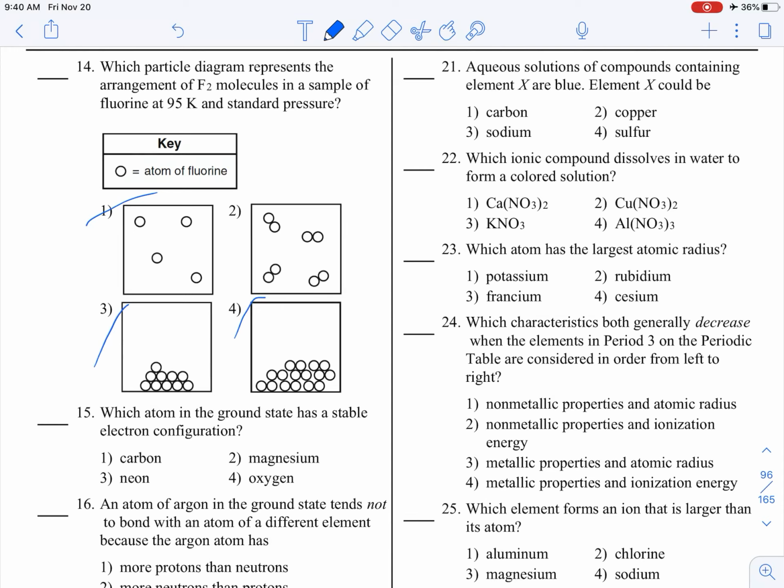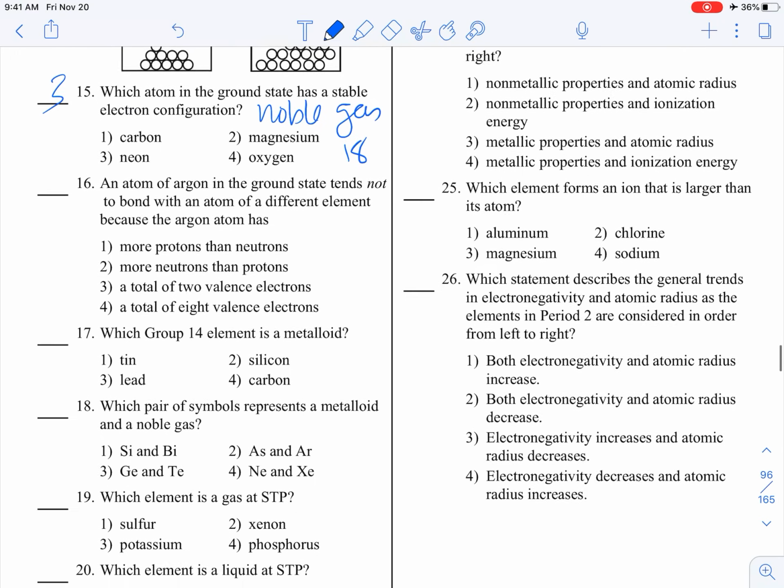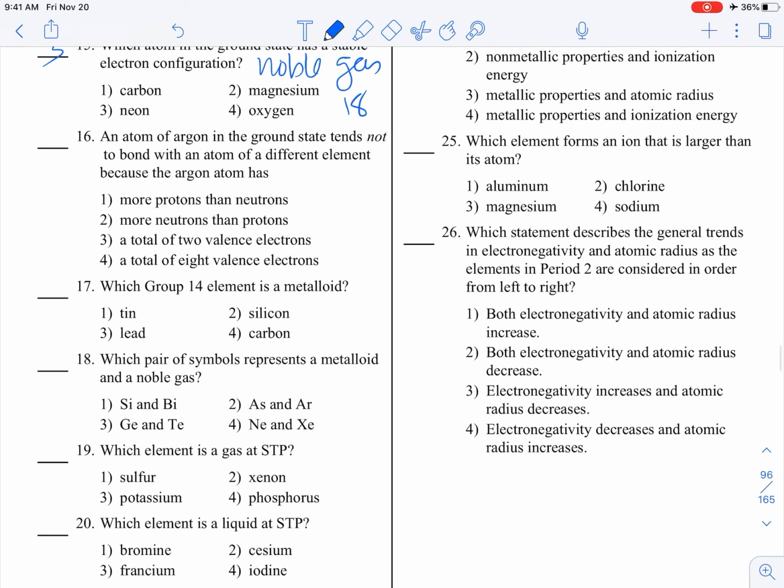And also, we'd need to know that this would be in the gas phase, so boom, there it is. Which atom in the ground state has a stable electron configuration, which would mean noble gas? So who is in group 18? That would be neon. An atom of argon in the ground state tends not to bond with an atom of a different element because the argon atom, again, this is unique to group 18. They have 8 valence electrons, which are very stable, and make them not want to bond because they're already good.